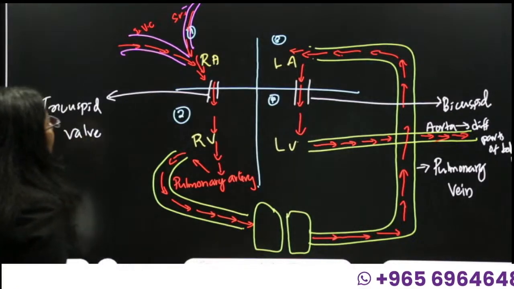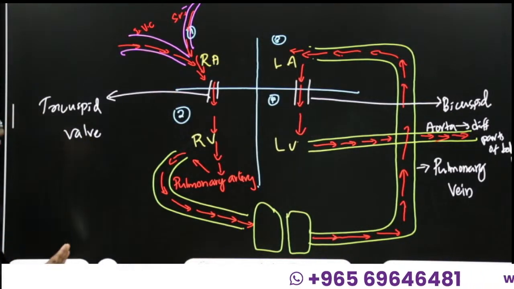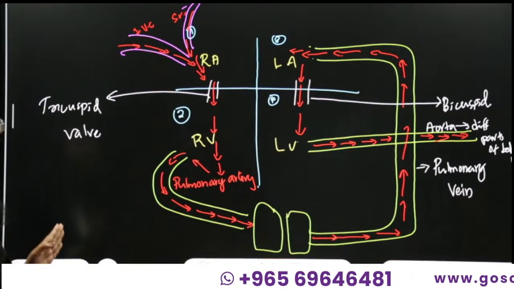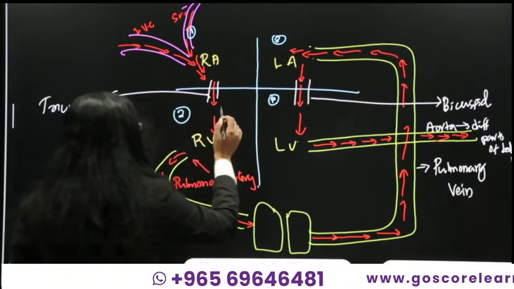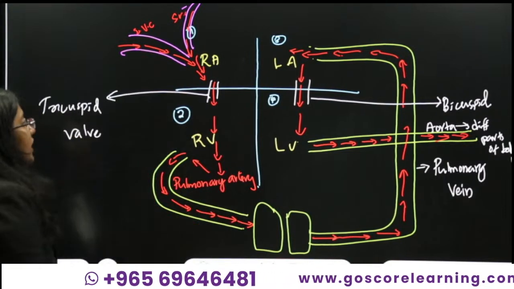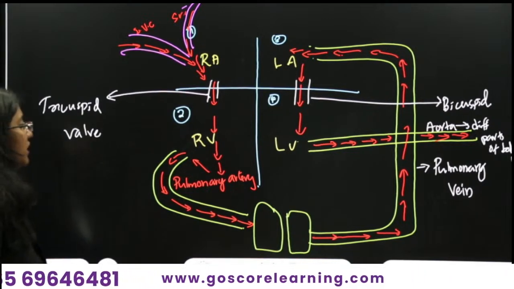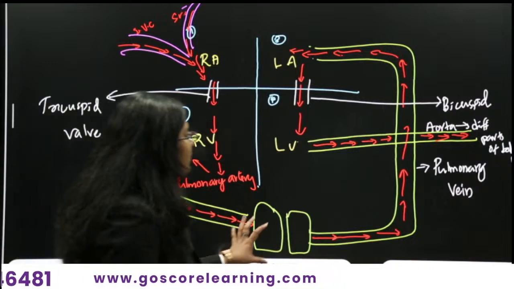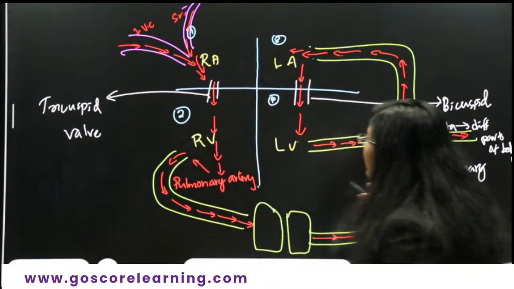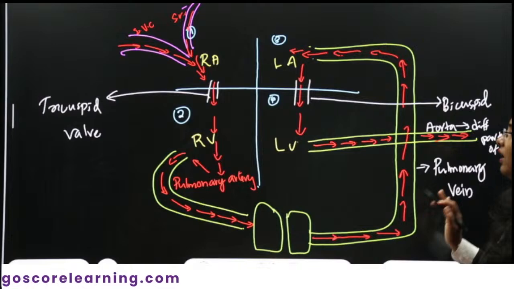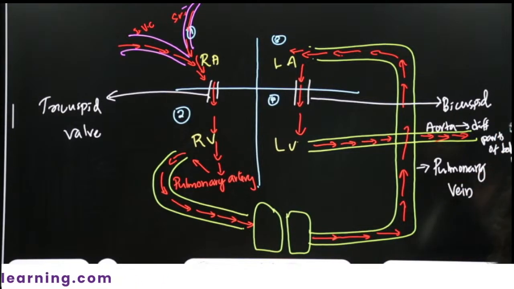See here, from the inferior and superior vena cava, the deoxygenated blood reaches the right atrium. Then it moves to the next chamber. What is the next chamber? It moves to the right ventricle. From the right ventricle, it moves to the lungs. From the lungs, it moves to the left atrium. From the left atrium, it moves to the left ventricle. Then from the left ventricle to different parts of the body.